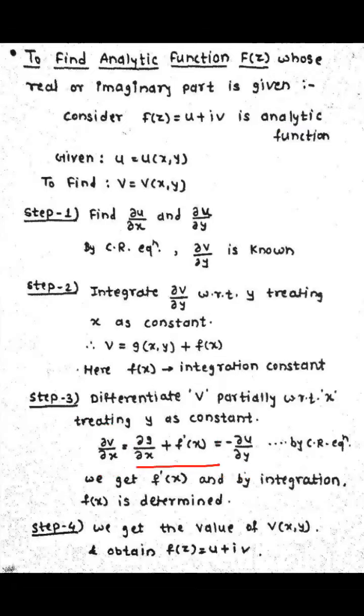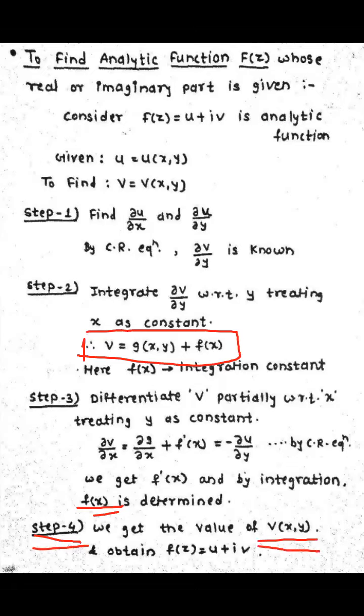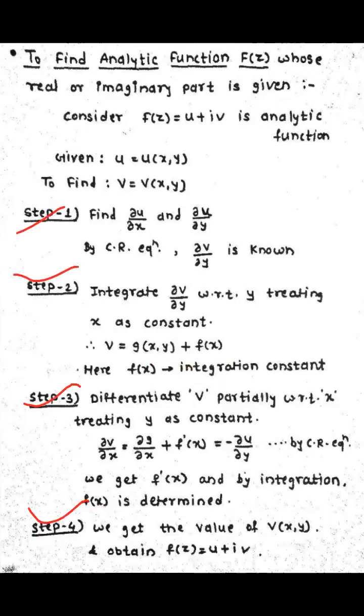So after comparing both the derivative values, we get f'(x). After that, by integration, f(x) is determined. And this f(x) value is put into the v function, and in step 4 we obtain the value of v(x,y), and also we obtain f(z) just by putting the values of u and v in this function. So these are the 4 steps to find the analytic function f(z) whose real or imaginary part is given.